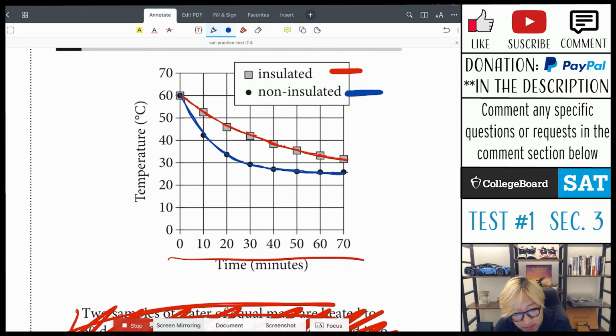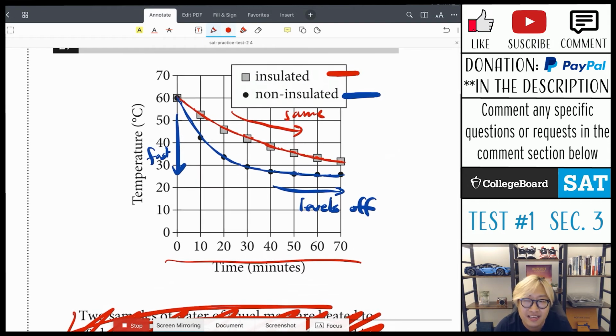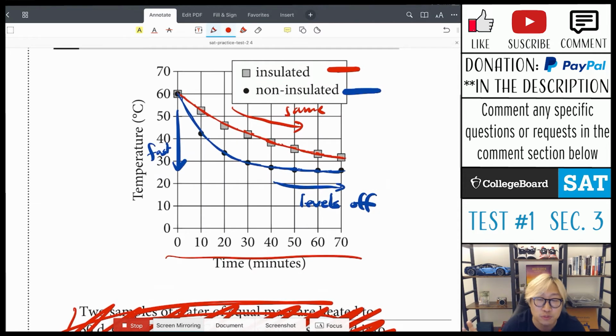Check this out. If you look over here, it decreased so fast. And then if you look over here, it levels off. It's very obvious that it decreases super fast and then levels off. Whereas, once again, red is all throughout the same. It's not exactly the same, but pretty same compared to blue for sure.